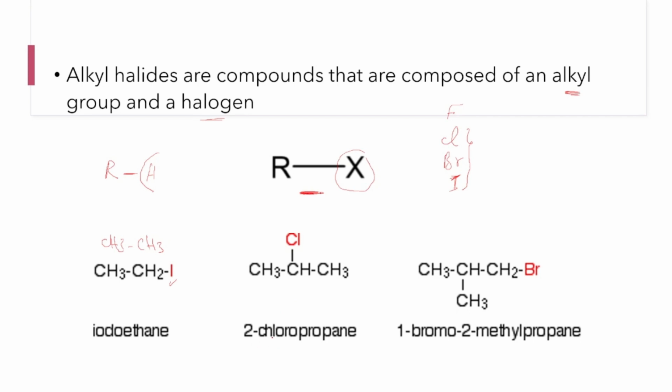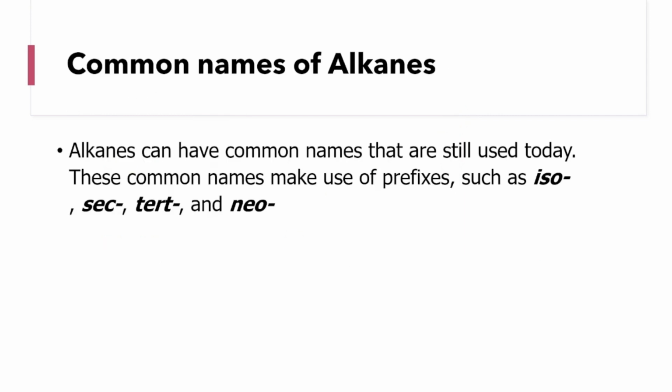Another example is 2-chloropropane. 2-chloropropane is derived from propane by replacing one hydrogen with a Cl. 1-bromo-2-methylpropane is an alkyl halide in which one hydrogen is replaced with a bromo group, with a bromide.